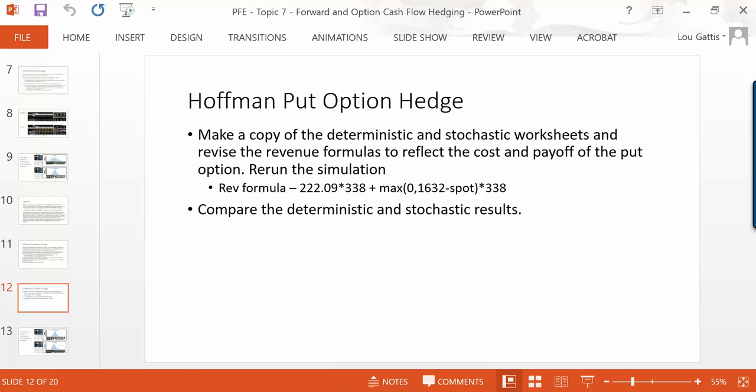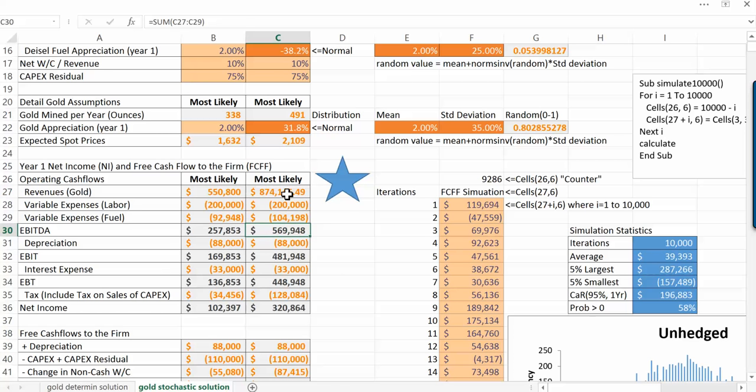So let's go ahead and put that in Todd's model. In this case, Todd is going to pay up front. So let's put it right in here. We're up front 222.09 times 338 ounces. So Todd's going to pay $73,000 for that option. That's a sunk cost. That does not vary. However, now he has a contract that gives him either the maximum of 0 or 1632, the strike price, minus whatever the price turns out to be next year. So now this is modeling the fact that Todd now owns a put contract that he paid for.